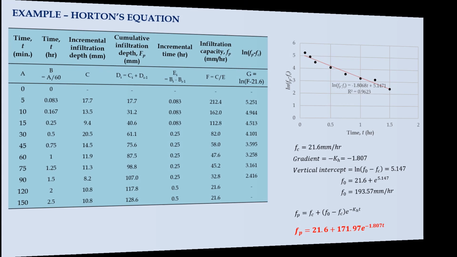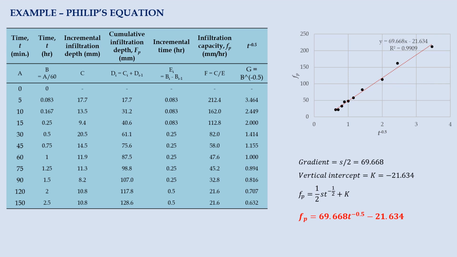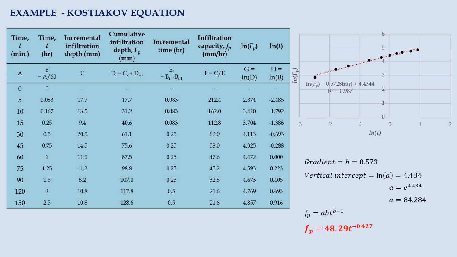When dealing with Phillips' equation, we need to calculate t to the power of -0.5. Based on the best fit line equation, the gradient, namely S/2, equals 69.668, while the intercept K is -21.634. As for the Kostiakov model, we need to apply the natural log to both cumulative infiltration capacity and time. From the best fit line, ln A is 4.434 and B is 0.573.